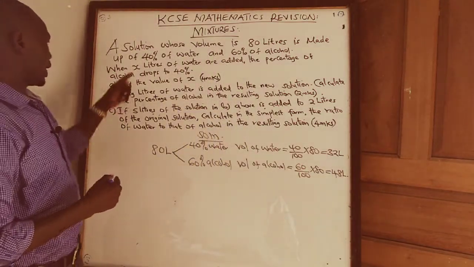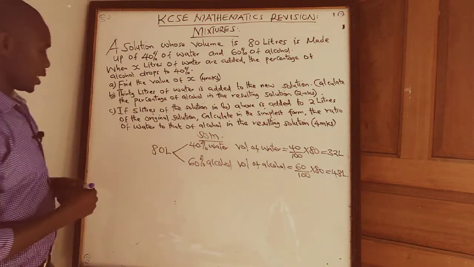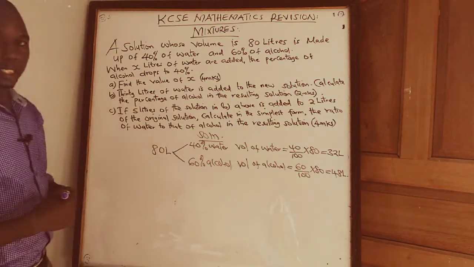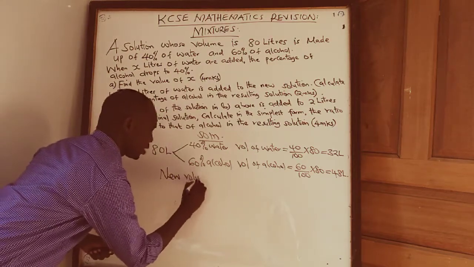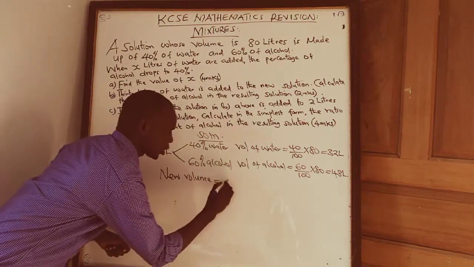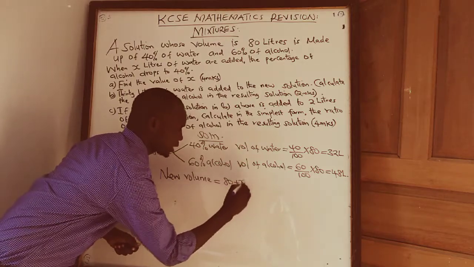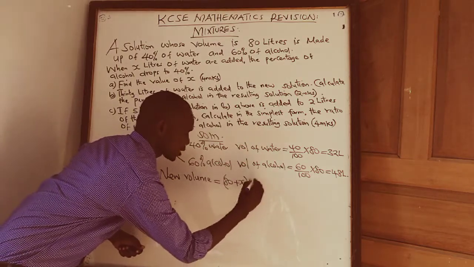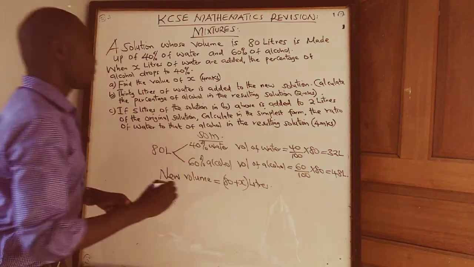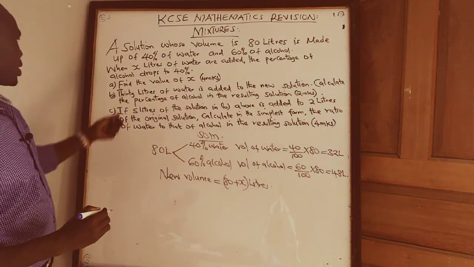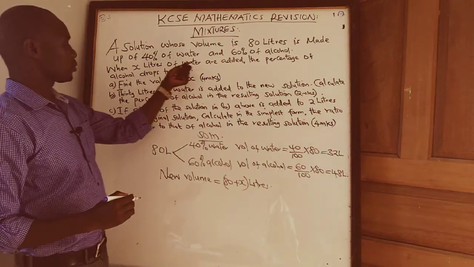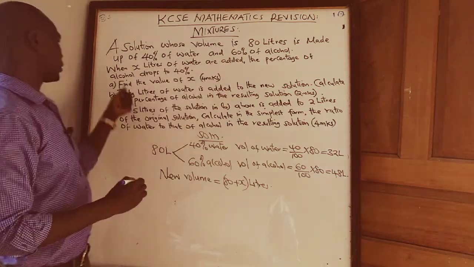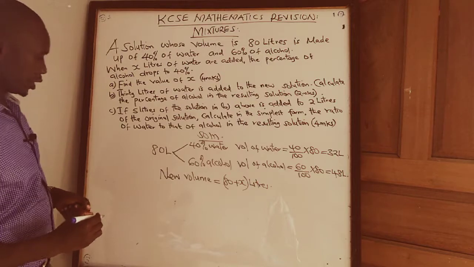We are told when X liters of water are added, meaning we had 80, we are adding X. Now the new volume of solution is going to have 80 plus X, and these are liters. So the question reads, find the value of X. But when X liters of water are added, the percentage of alcohol drops to 40%.